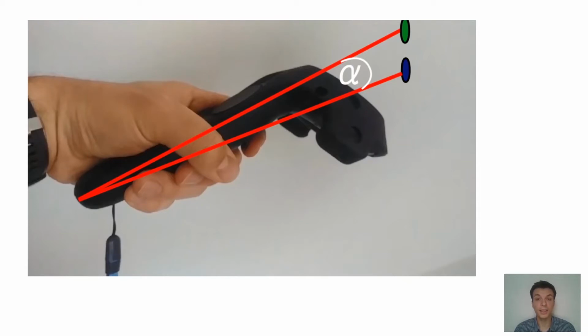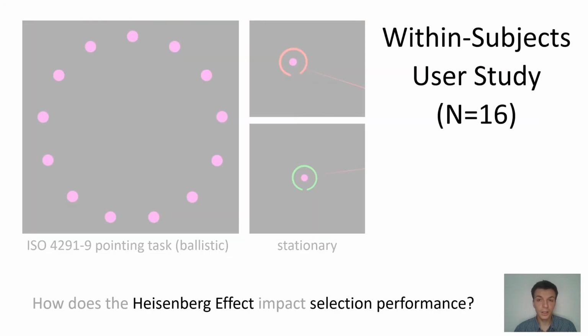The difference between the selection vectors you can see here is what we call the Heisenberg magnitude, so the angular offset that we end up with. We were very interested in finding out how this Heisenberg effect impacts the selection performance. To this end, we conducted a within-subject user study with 16 participants, and we gave them two tasks.